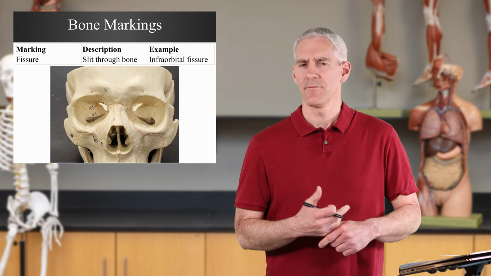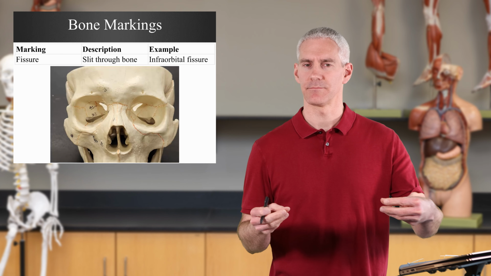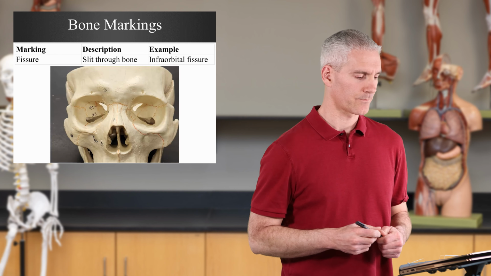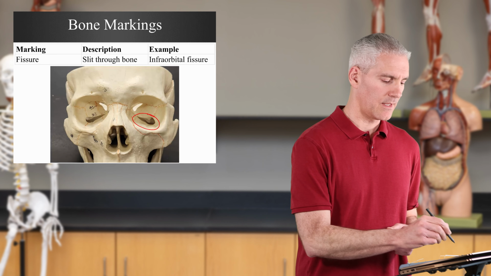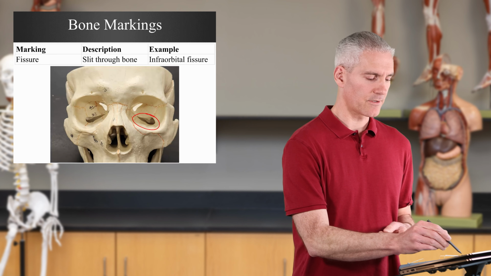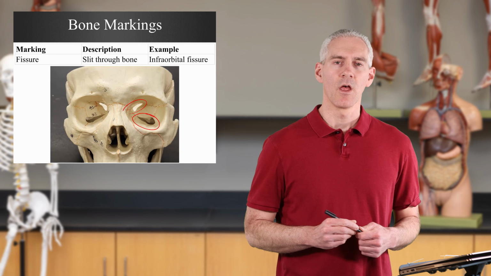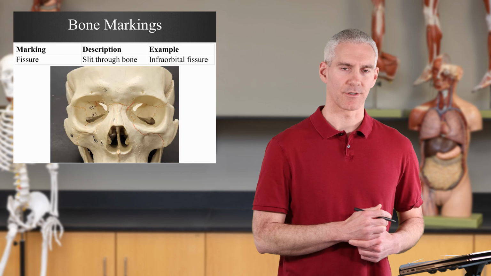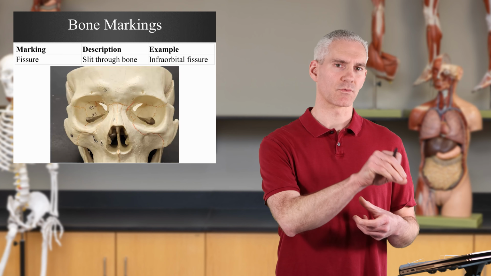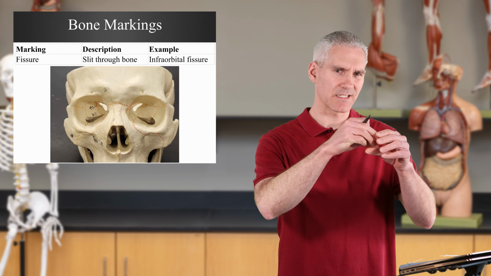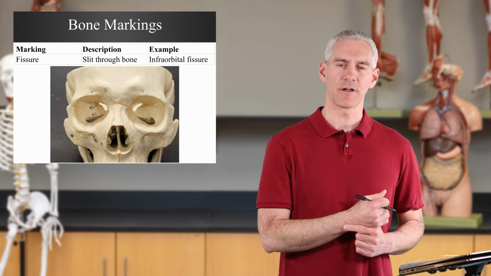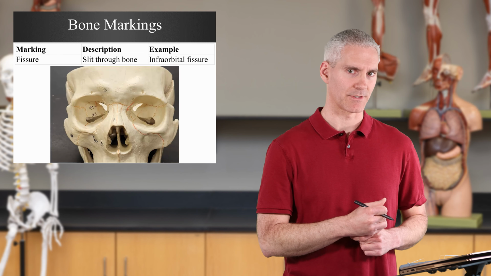Fissure. Think about a fissure like a crack in the earth, but a fissure in a bone is going to be a long slit through the bone. This is going to be a fissure right there. You can see another fissure right above it. That's going to be the superior and inferior orbital fissures. So the fissure goes right into the bone. So kind of a slit, not a round hole, but a slit that goes to the bone. So the inferior orbital and the superior orbital fissures.